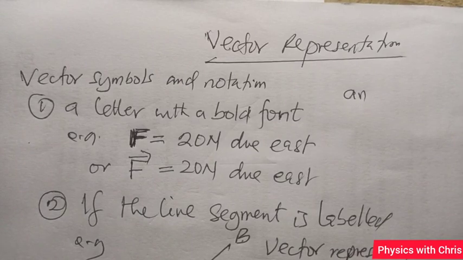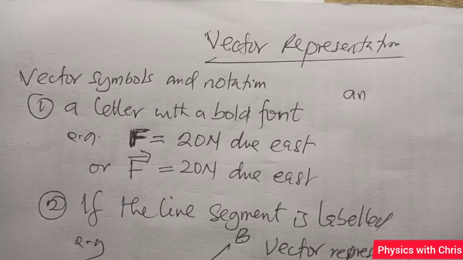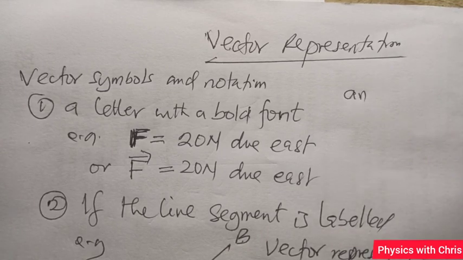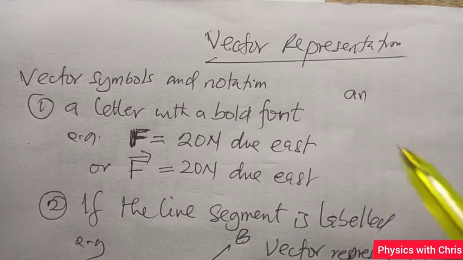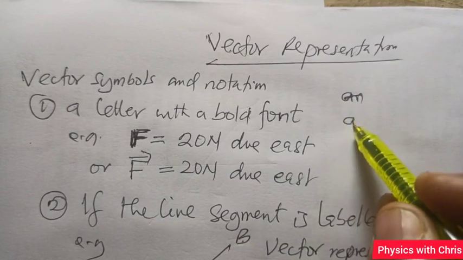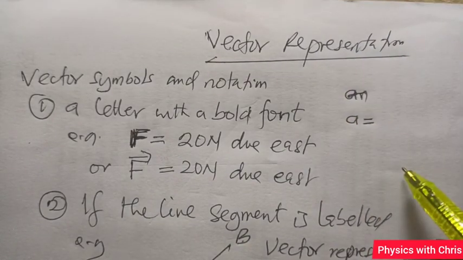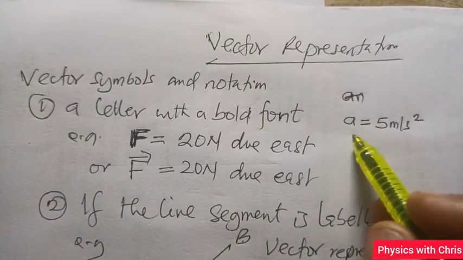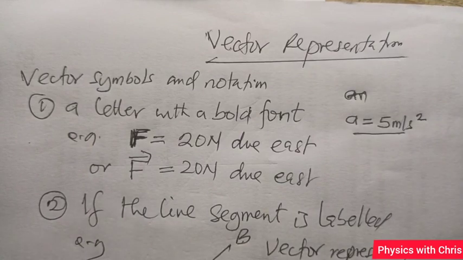Now we come to vectors, symbols, and notation. How do we identify a vector in a mathematical or physical equation? A scalar quantity is represented using either a lowercase letter or an uppercase letter with a light font. For instance, the magnitude of an acceleration will be given as 5 meters per second squared. This is just dealing with the magnitude, which is a scalar quantity, because magnitude is scalar.